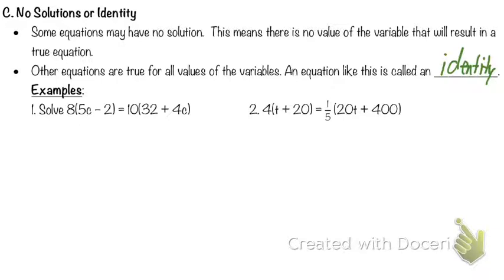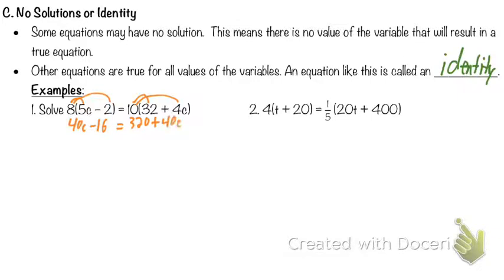So we're going to look at a couple of these by solving these equations. 8 times the quantity of 5c minus 2 equals 10 times the quantity of 32 plus 4c. Is this pretty similar to what we just did on our last couple of questions? Yeah, so what are we going to start with here? Distributing. What's 8 times 5c? Okay, and what's 8 times negative 2? Negative 16. Put the equal sign there. We like multiplying by 10. What's 10 times 32? 320. Add on a 0. What's 10 times 4c?